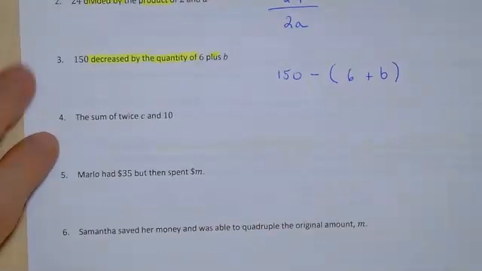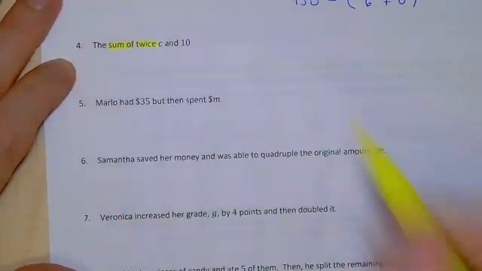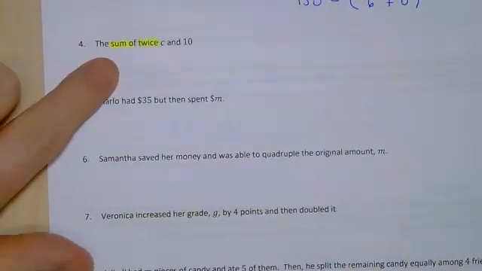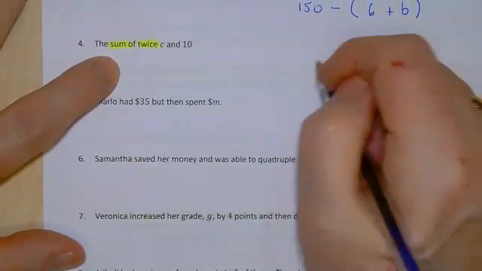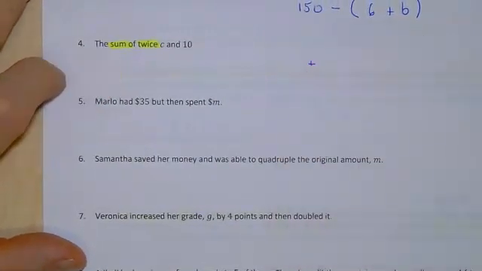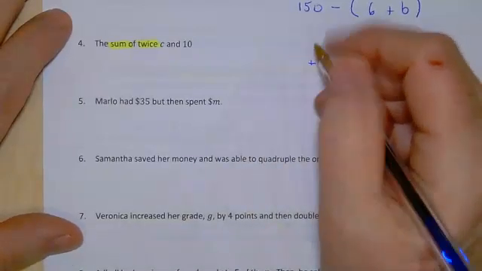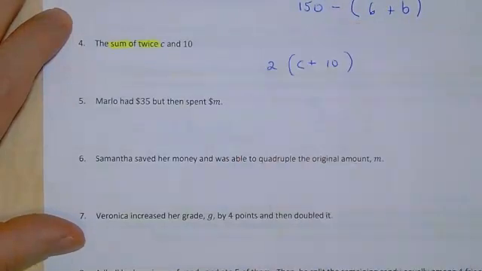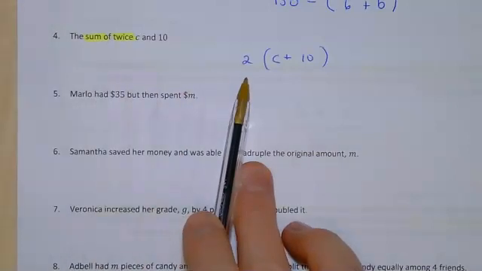All right, Aaron, this one's for you. The sum of twice C and 10. The sum means I'm going to do what? Add. I'm going to add. So C plus 10, then you put the parentheses around it with a 2 in front of that. Exactly right. You're going to add C plus 10, and you're going to do 2 of those.